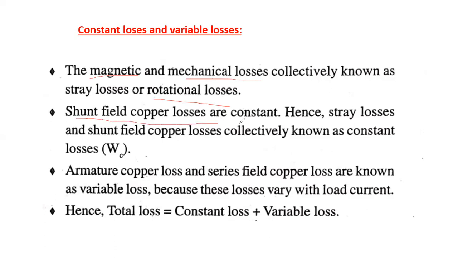Next, the shunt field copper losses are constant losses. What is the formula for the shunt field copper losses? That is ISH square into RSH. Hence, stray losses and the shunt field copper losses are collectively known as the constant losses.